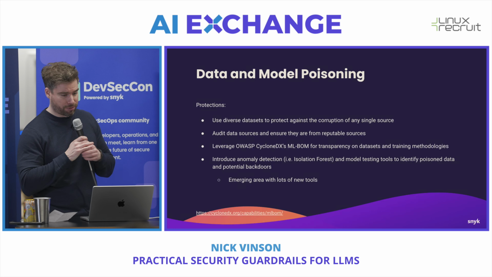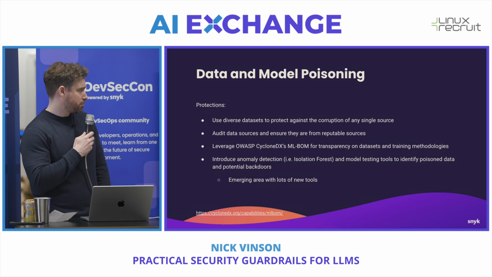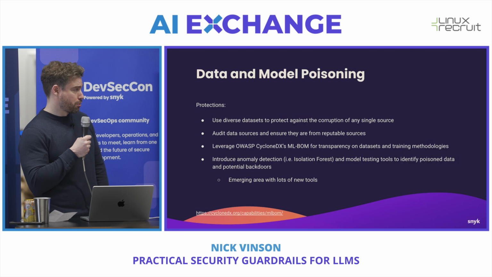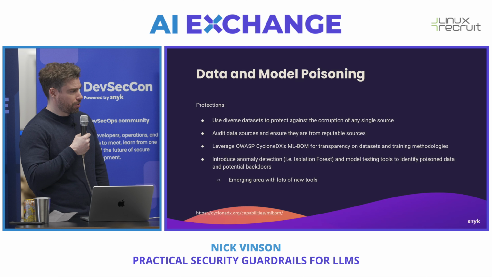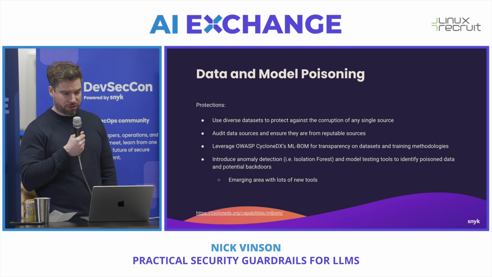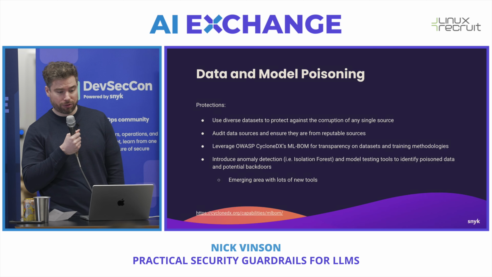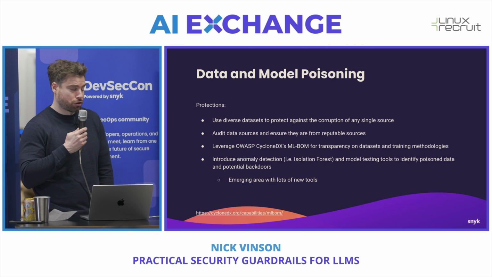So what can we do to protect against data and model poisoning? The first thing is use diverse data sets. Don't rely on a single data source unless you are absolutely sure about its trustworthiness. Audit the sources and assure they're from reputable sources, so ensuring data sets are from trusted sources. An example of a trusted source could be a research institution releasing a data set alongside a white paper or article describing how it was collated. Be careful when scraping the web for content. Think about weighting towards more trusted sources.